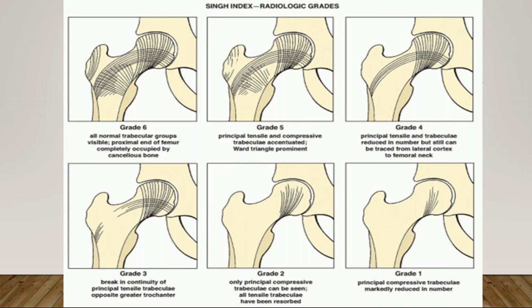The trabecular pattern is seen on plain X-ray. Totally 6 grades will be there. Grade 6 is well visualized, all the trabeculae will be visualized. In grade 1, only the principal compressive trabeculae will be there.